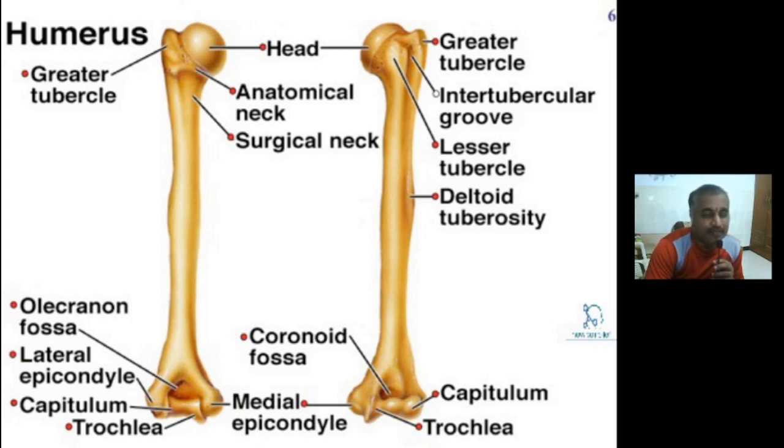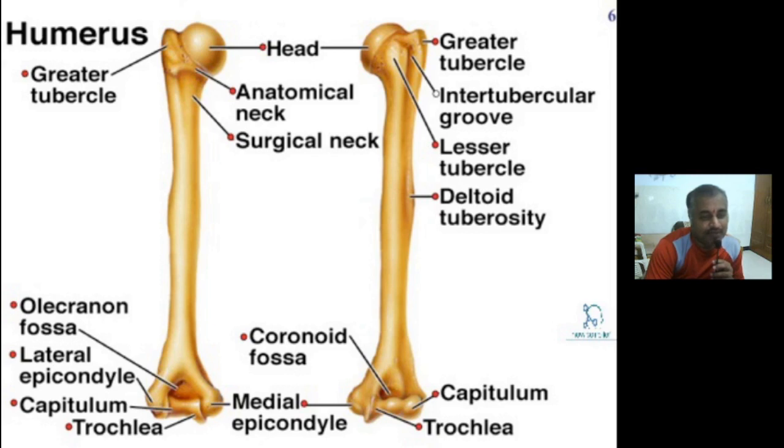The upper end bears a globular head followed by anatomical neck that separates it from the two projections on the upper end, that's called as the tubercles. The larger one is called as greater tubercle and the smaller one is called as lesser tubercle. There is a groove in between the two tubercles which is called as intertubercular groove. This is followed by another constriction which is called as the surgical neck that separates the upper end from the shaft of the humerus. This is the shaft of the humerus.